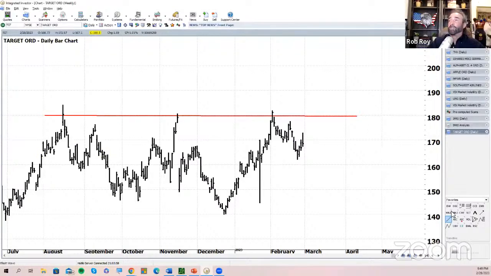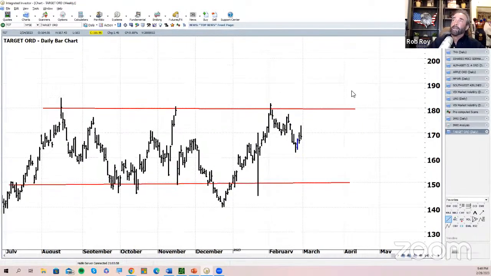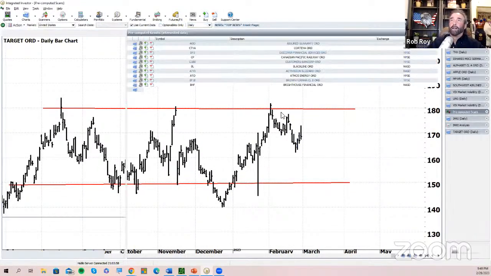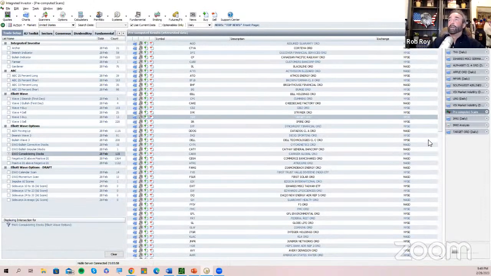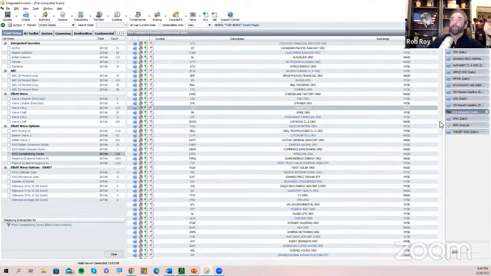So these are more flats than they are triangles. We did dip down below that 150 level there in December, but quickly got back above it and then ran up to 180. I don't know. I feel like there's not quite enough move there. Maybe there is, but perhaps not quite enough.